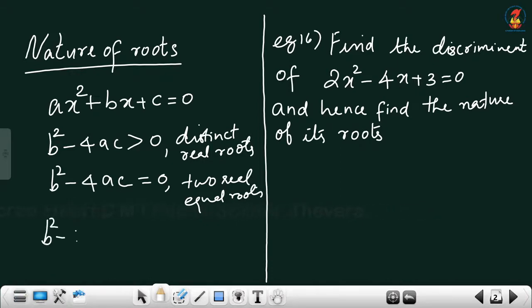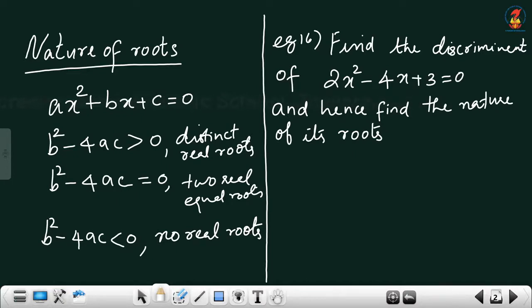And if b square minus 4ac is less than 0, no real roots. Using this, we can check the nature of the roots of a quadratic equation. So, the first question, example 16: find the discriminant of 2x square minus 4x plus 3 equal to 0 and hence find the nature of its roots.